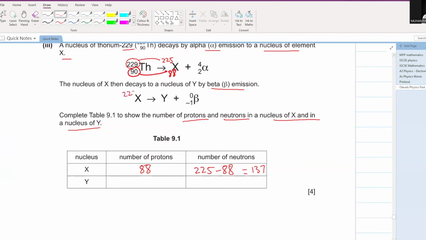If this is 225, 88, you are having a beta emission, what will happen? Mass number remains unchanged. Proton number increases by 1. So the number of protons in Y is 89. What is the number of neutrons? 225 minus 89. This becomes 136. Perfect. You can obviously remove the calculations and only write 136 and 137. That will also make complete sense. ठीक है, चलो आगे बढ़ते हैं बेटा.